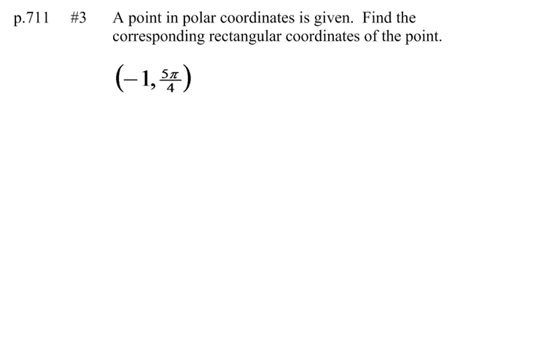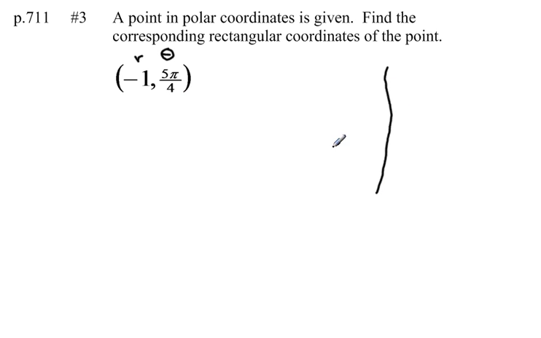Page 711, number 3. A point in polar coordinates is given. Find the corresponding rectangular coordinates of the point. And we're given the point (-1, 5π/4). Well, polar coordinates are given as (r, θ). So r means this point is 1 unit, actually -1 unit away from the origin, at an angle of 5π/4.